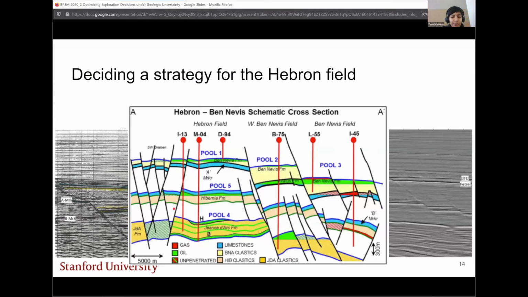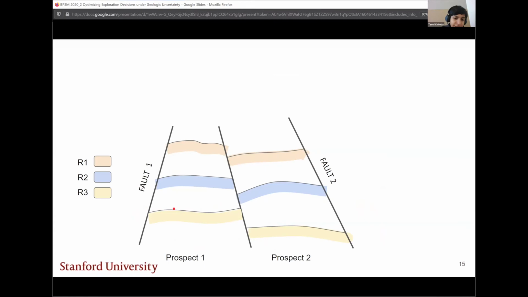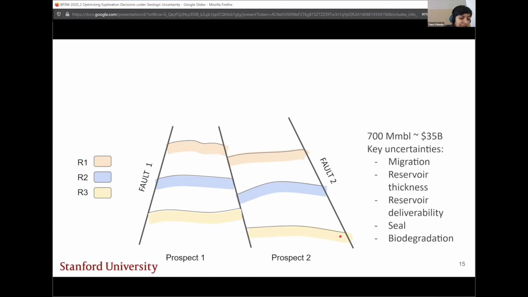So now let's step back to the year 1981. This is the schematic of our understanding in the year 1981, where we know that there are fault blocks and there are 3 stacked reservoirs, because these are also what we've encountered in nearby fields that were already drilled. But some of the key uncertainties remain: the reservoir deliverability in this part of the basin, the migration to this part of the basin, the quality of seal, and biodegradation.